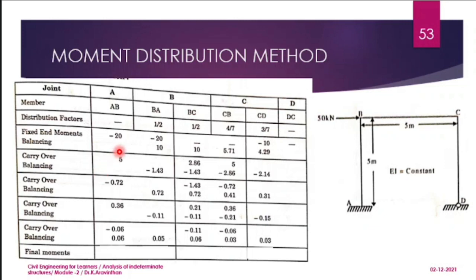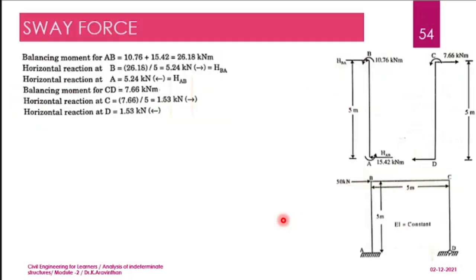So from minus 20 you add all the values, minus 15.42, then add all the next column, minus 10.76, and the next value will be 10.76 or 77. What is the next value? 7.66 and 7.66. Okay. Now you got all the values. Now how to find the sway force is the next task.